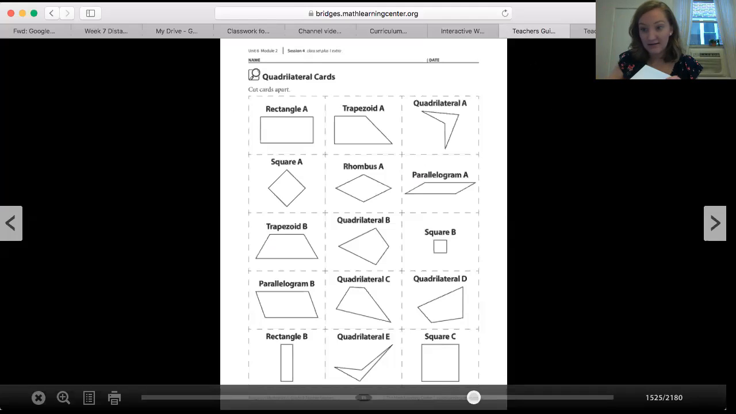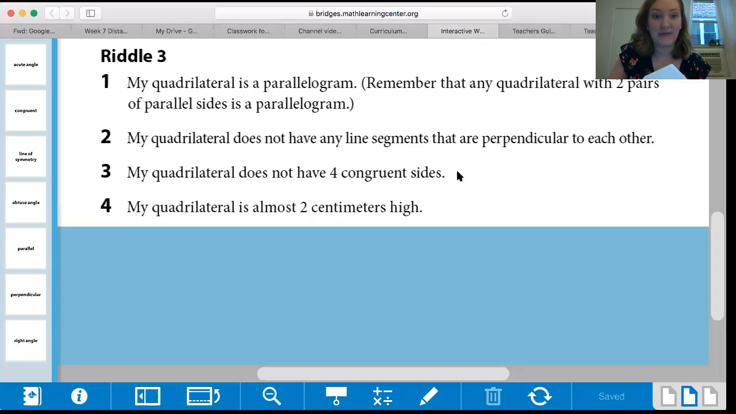Okay, go ahead and check your envelope. Are you ready to see which one it is? It is parallelogram A. Good job if you were able to guess that one. You guys should definitely comment on this and let us know how many of the riddles you were able to guess. We have just one more.